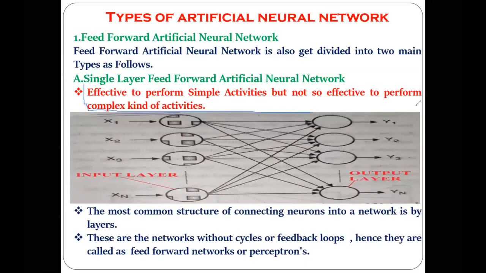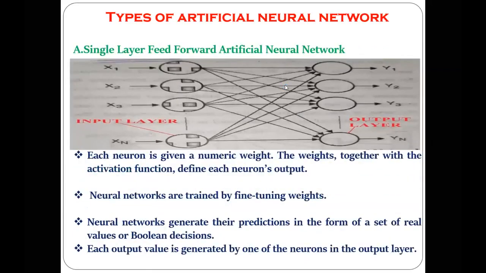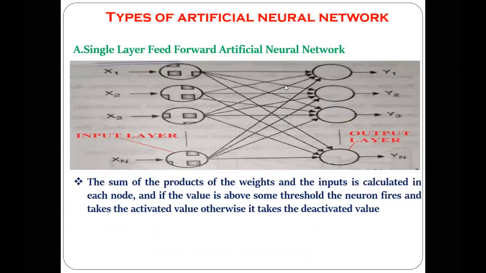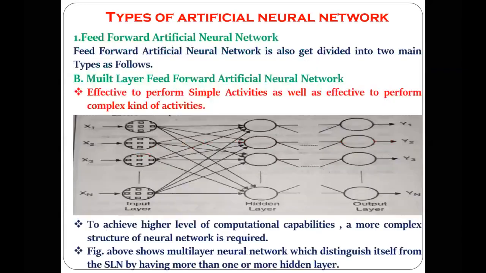Single layer feed forward network is effective to perform the simple activities, but not so effective to perform the complex kind of activities. Now you have to tell me, what do you mean by the simple kind of activities and what do you mean by the complex kind of activities that can be performed by the artificial neural network or by the artificial brain?